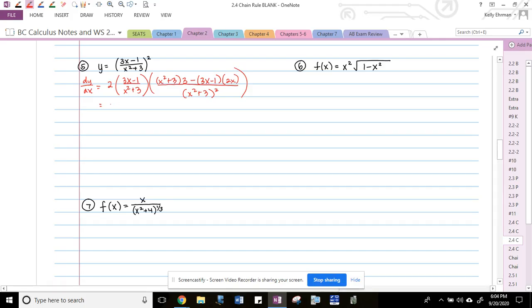So I would simplify this as 2 times 3x minus 1 over x squared plus 3. I'm going to distribute in the numerator. So 3 times x squared plus 3 is 3x squared plus 9. And then be careful with this minus sign and this 2x. You should be thinking, or maybe even rewriting this as minus 2x. You're going to distribute a negative 2x through the 3x minus 1. So anyway, that becomes negative 6x squared plus 2x.